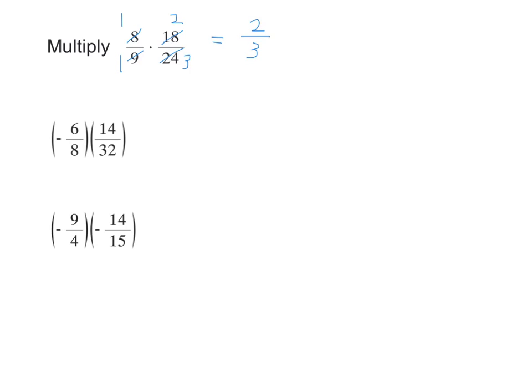In this one, 14 and 8, they're both even, so I can divide both by 2. 6 and 32 are also both even. I'll divide both of those by 2. I don't see anything else in common, so I'll have to do the multiplication. I have a negative times a positive, so my answer is going to be negative. 3 times 7, all over 14 times 6.